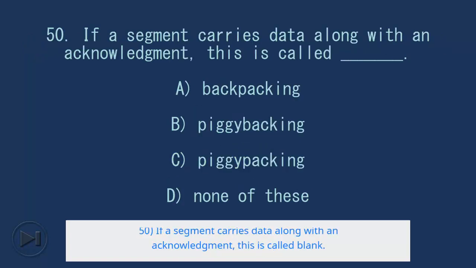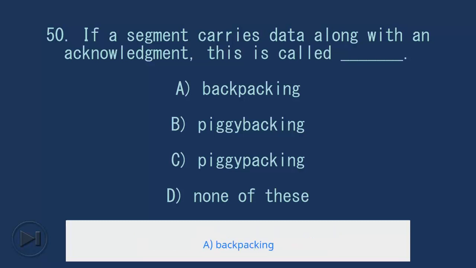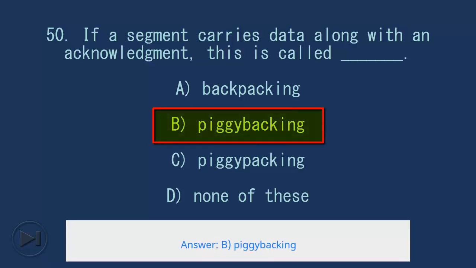50. If a segment carries data along with an acknowledgment, this is called blank. A. Backpacking. B. Piggybacking. C. Piggybacking. D. None of these. Answer, B. Piggybacking.